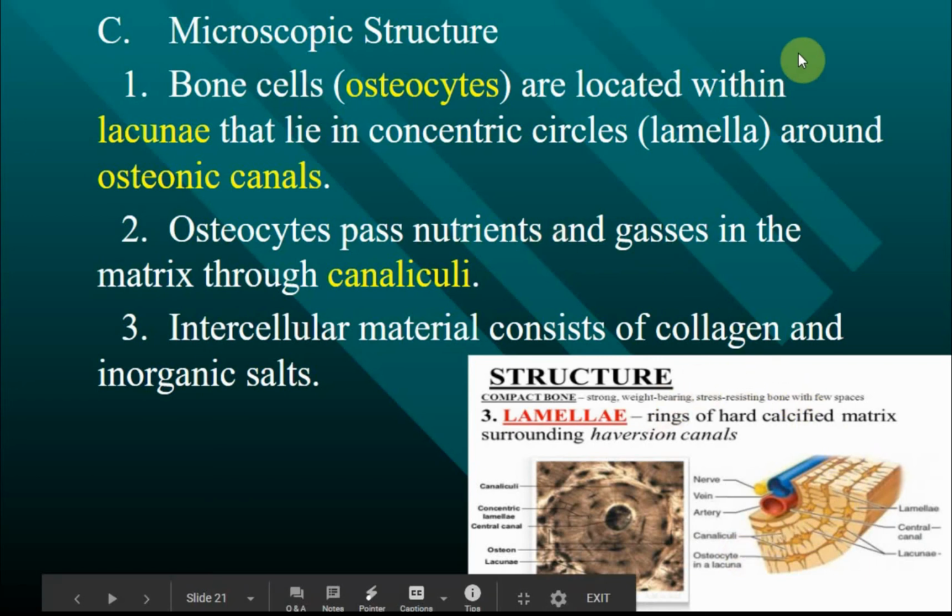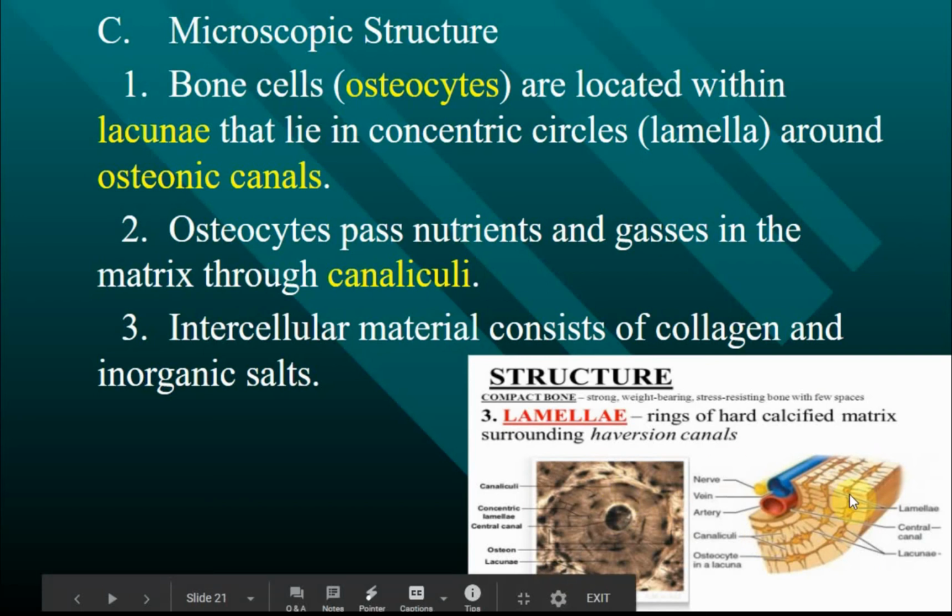Each one of these circles that goes around is a lamella. So here's one, here's one, here's one. And this whole thing together is what we call an osteon. We'll get to that in a little bit. But you can see in here that there's a little tiny hole right here with a cell in it. That hole is the lacunae, and the little cell in there is the osteocyte. We're going to get to this structure on the next page.